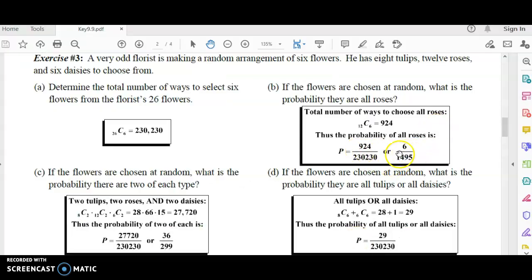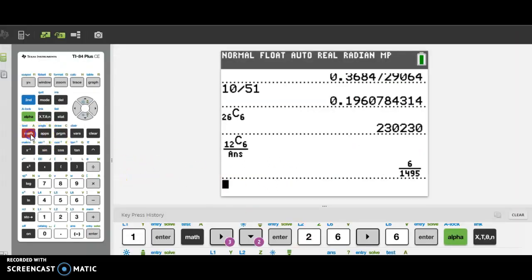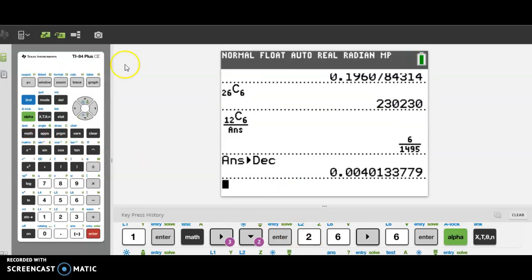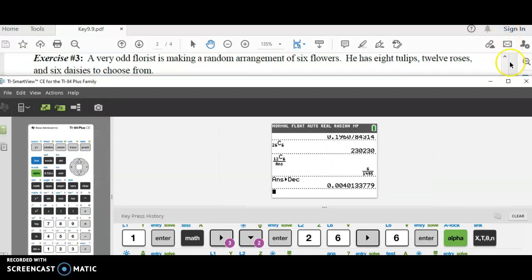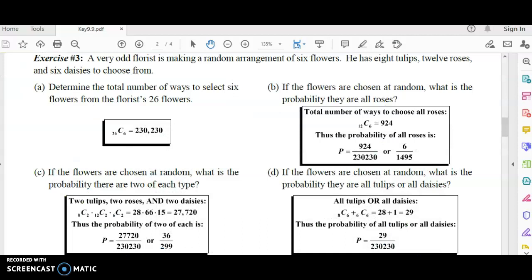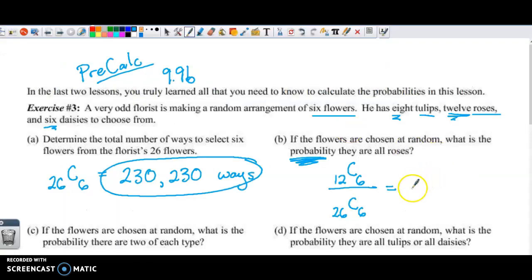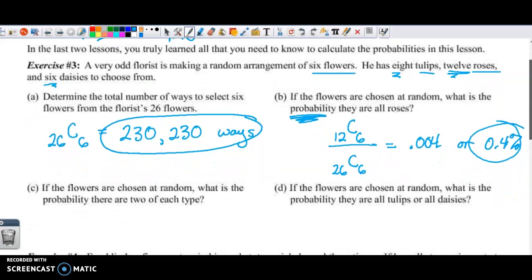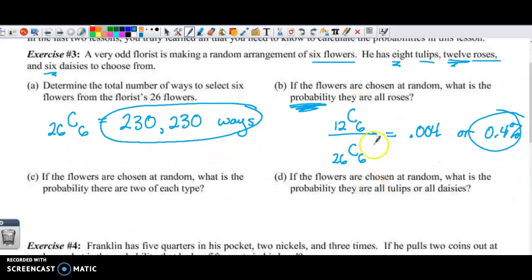And again, I'll accept either answer, unreduced, reduced, or the decimal. If you hit math, the second option will change it to a decimal, and it's 0.004, or a 0.4% chance. So again, I'll let you leave your answer as a fraction, as a decimal, or a percent.